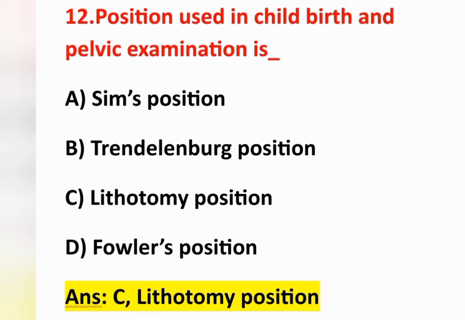Sims position is also known as left lateral position. This position is used for vaginal and rectal examination. Next position is Trendelenburg position. In this position, the patient lies on his back and the foot of the bed is elevated at a 45-degree angle, and mainly this position is used during the examination or operation of the pelvic organs in order to displace the intestine from the pelvic cavity. Also this position is used to treat shock and decrease blood pressure.